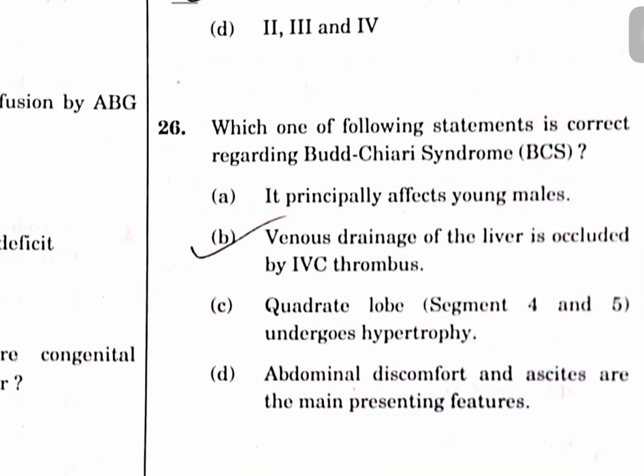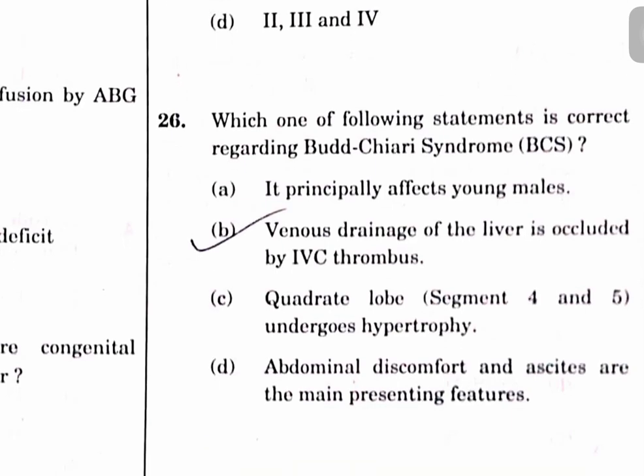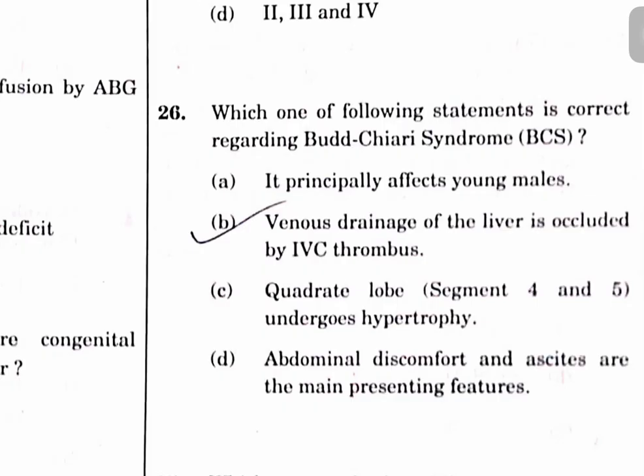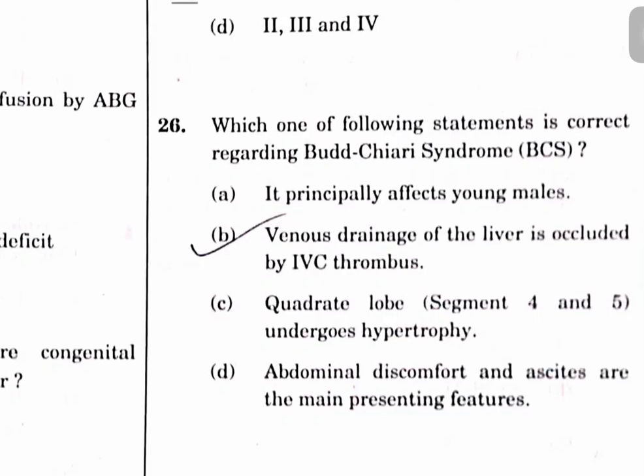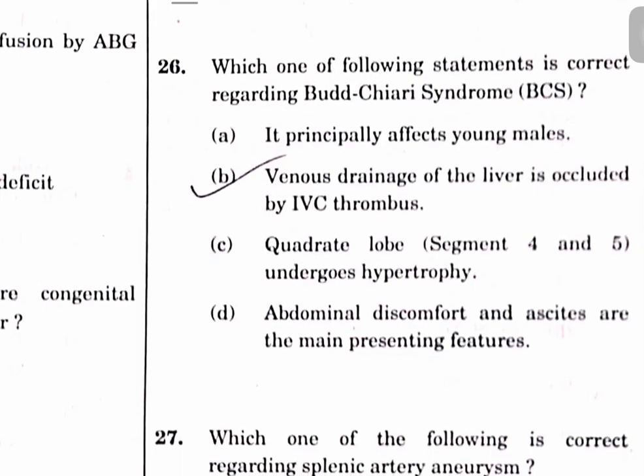Which of the following statements is correct regarding Budd-Chiari syndrome? Correct option is D, that is, abdominal discomfort and ascites are the main presenting symptoms. It usually affects females, and venous drainage of the liver is occluded by IVC thrombus. That's not correct, it's hepatic vein thrombus. It's not IVC thrombus, it is hepatic vein thrombus. So abdominal discomfort and ascites are the most common presenting features.